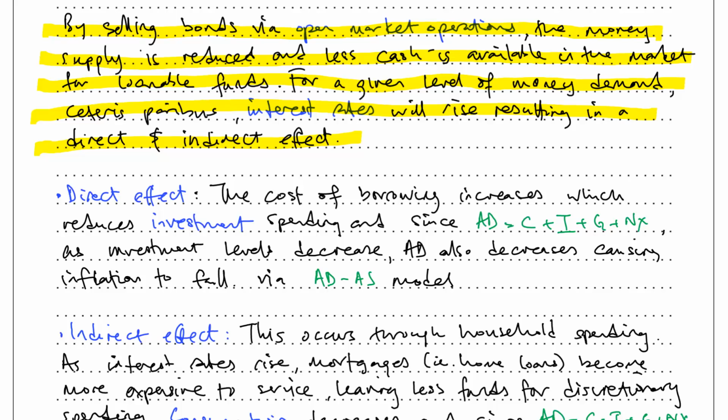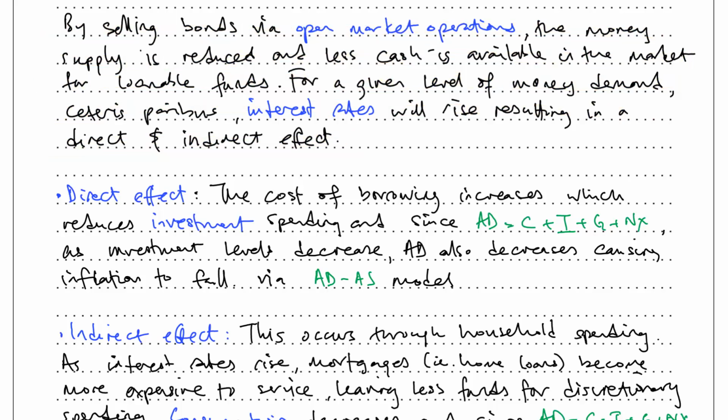I think this is potentially more of a first year university level. But if you can explain that, you can pull this off, then it would really show off your knowledge to the examiners. Okay, so the direct effect is that the cost of borrowing increases, which reduces investment spending. And since aggregate demand equals C plus I plus G plus NX, as investment levels decrease, aggregate demand also decreases, causing inflation to fall via the aggregate demand, aggregate supply model.